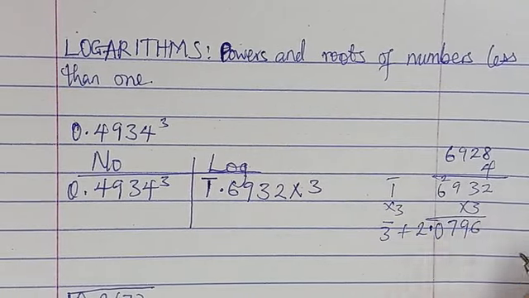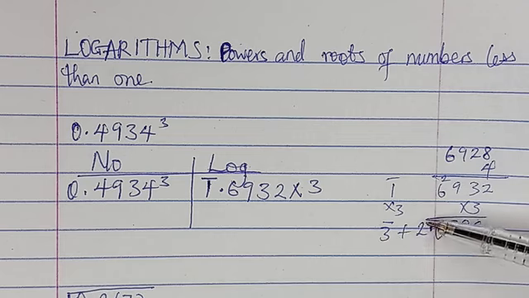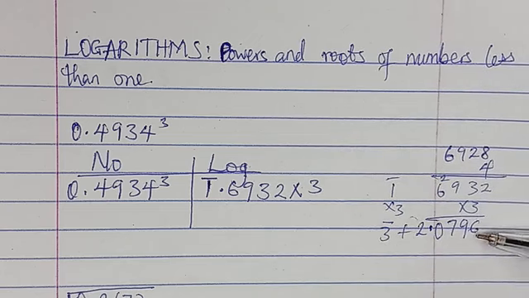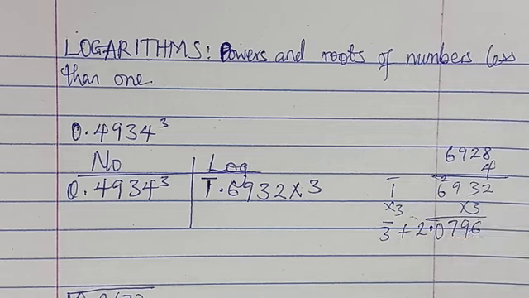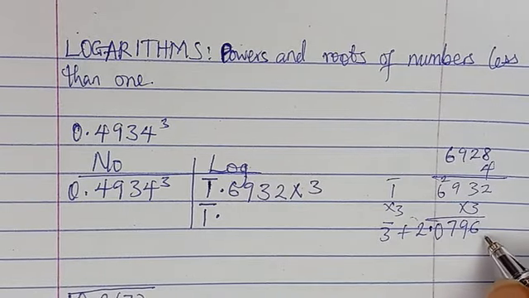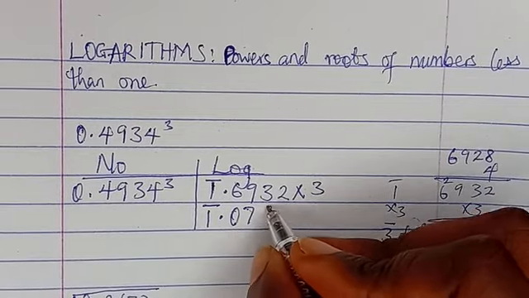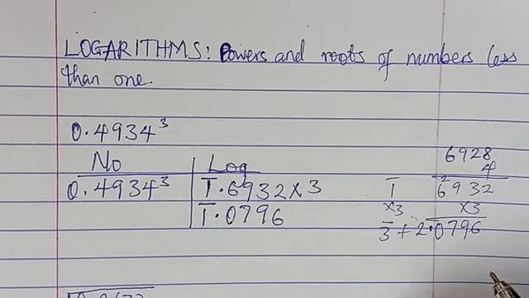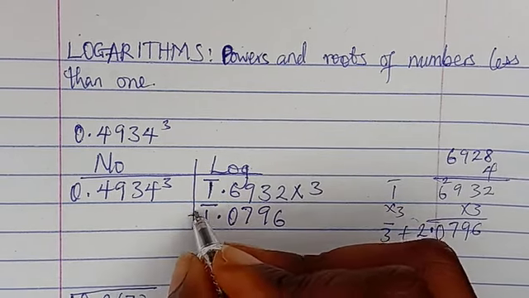So all we have to do is to add up this. And what we are actually adding is this bar number and the whole number part of the product of the decimal. So that is -3 plus 2 is -1. So all we have here is -1. That is bar 1 point, and then we now write out the decimal part, 0.796.